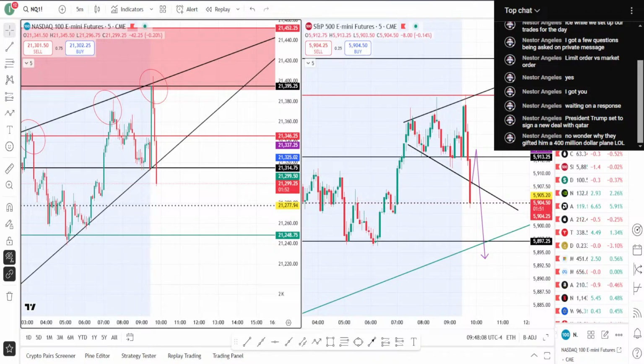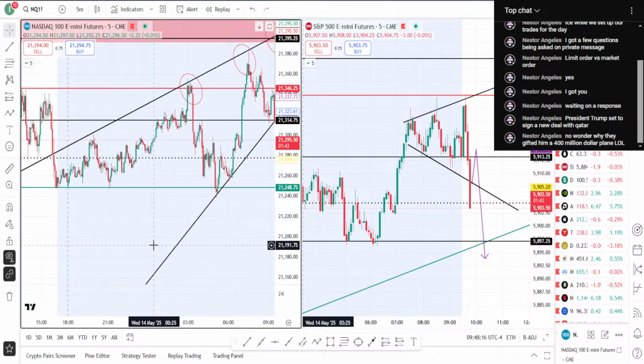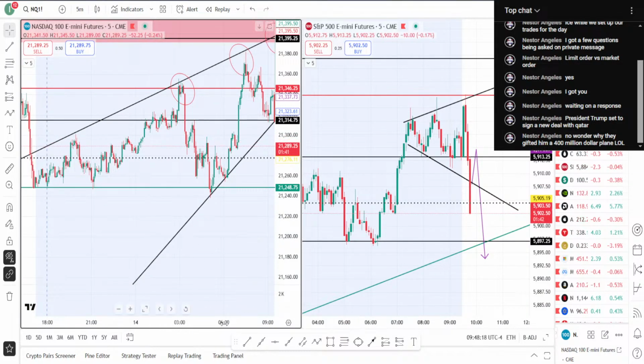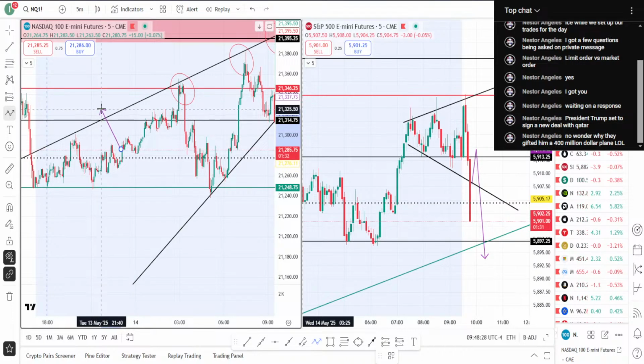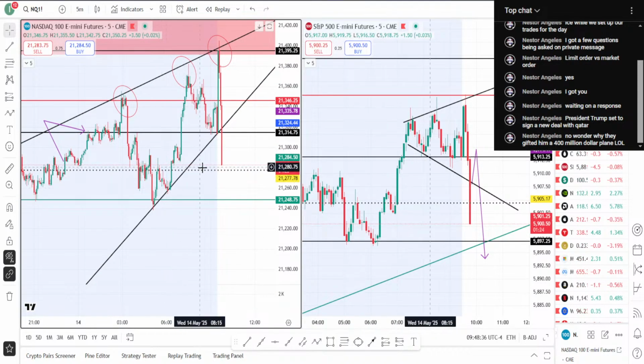Doing a little bit of trading last night. Got some calls on the QQQ here. I caught this move from here to here. Caught that little buy setup there.